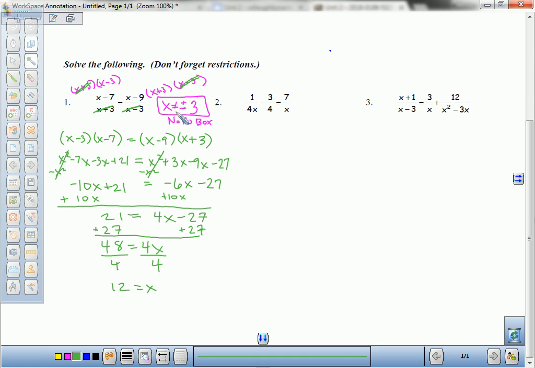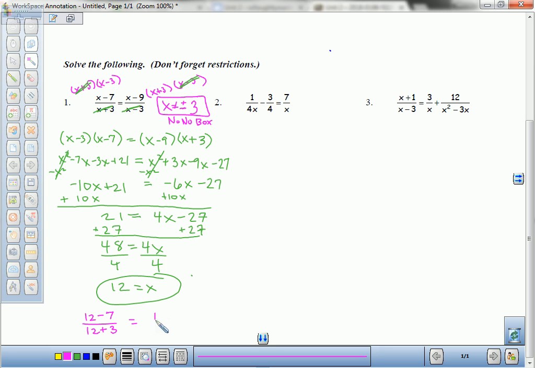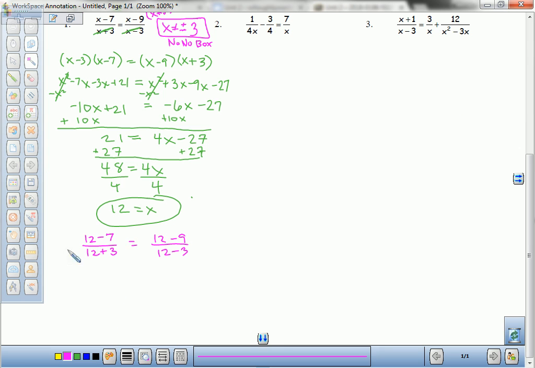Now, is 12 in the no-no box? No, so it's a good answer. It works. Now, actually, I can do a check step, guys. If I plug in 12, I get 12 minus 7 over 12 plus 3. Does that equal 12 minus 9 over 12 minus 3? Let's see. So that is 5 over 15. Does that equal 3 over 9? What does 5 over 15 reduce to? 1/3. What does 3 over 9 reduce to? 1/3. Okay, does it check? Yes.